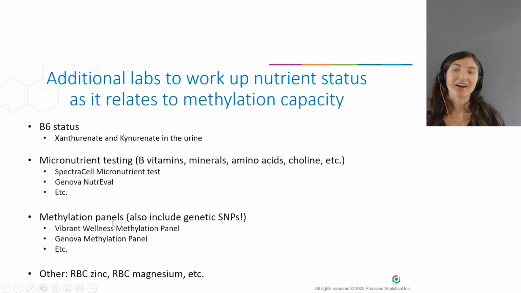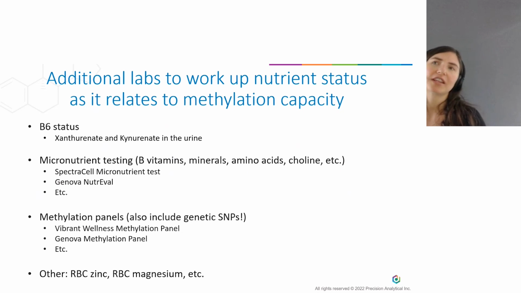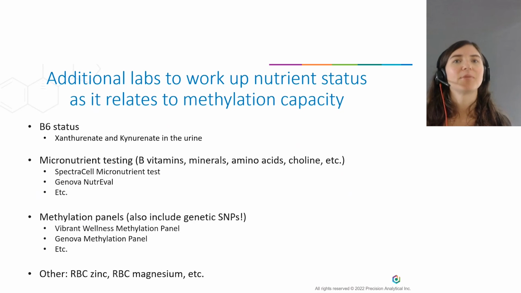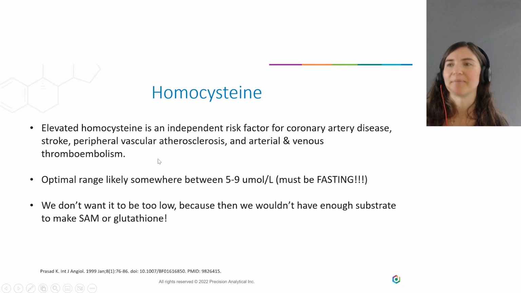So some companies offer methylation panels, and usually they're looking at nutrients, but also some genetic SNPs. Vibrant Wellness has a methylation panel. Genova has a methylation panel. These are some things to look into. And of course, we can look at some other nutrients in the RBCs or the serum.